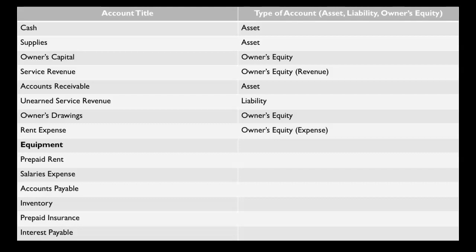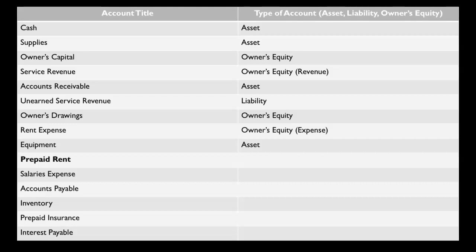Now, equipment. So equipment is going to be like machinery or a delivery van. So equipment is going to be an asset that helps a business run their business and make money.